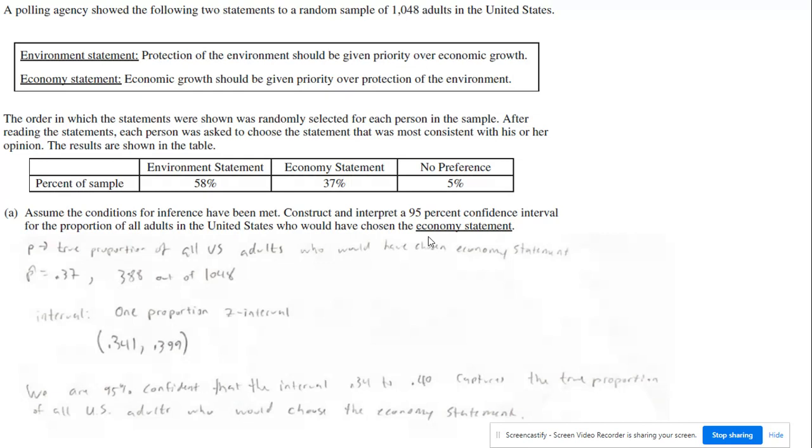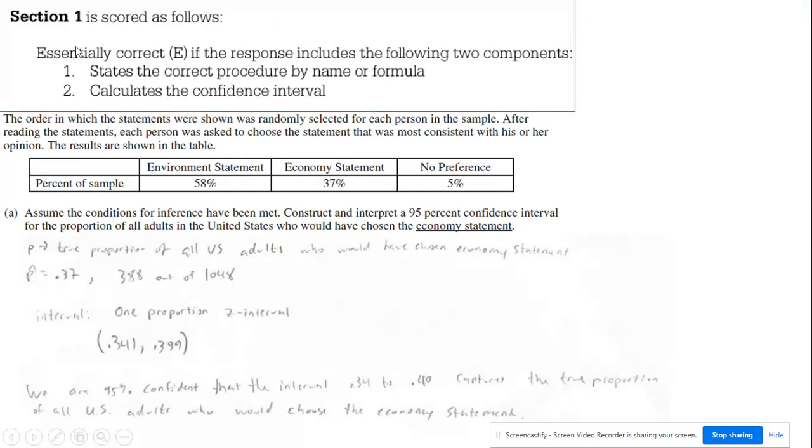So how did this get scored? And actually, this was broken up into two sections of scoring. The interval itself is section 1. So if we take a look, to get an E on section 1, you had to either give the correct procedure by name, that's the one proportion z interval, or by formula. You don't want to do the formula. Second, have the correct interval. So if you had the correct interval and the correct name, you earned an E on section 1, which means you're already 1 out of 4 points.